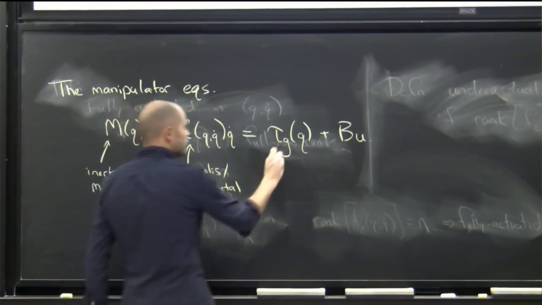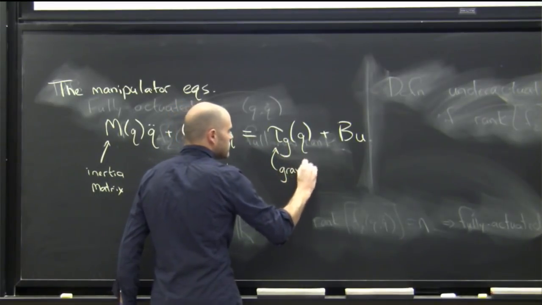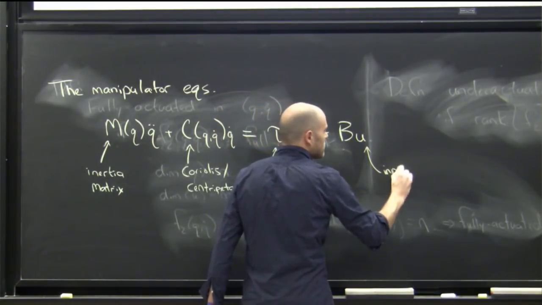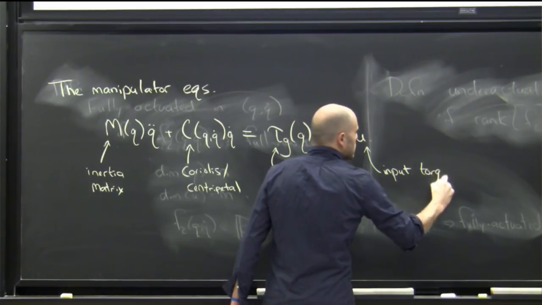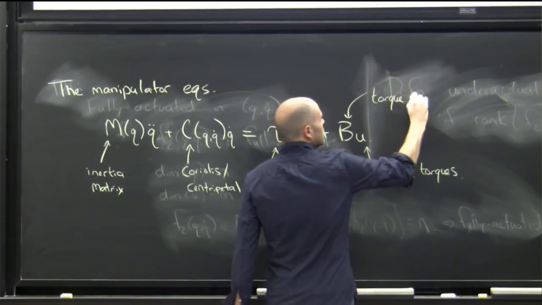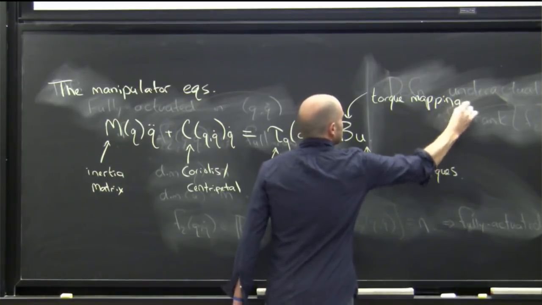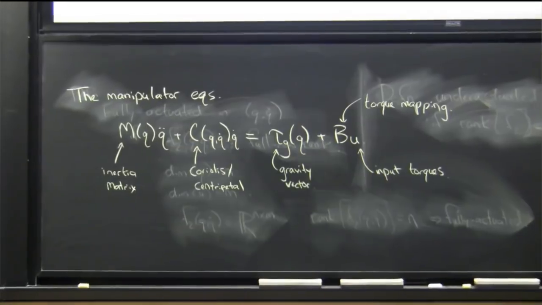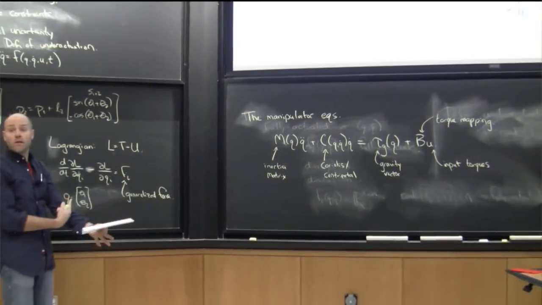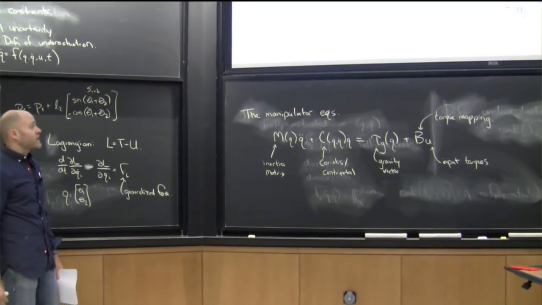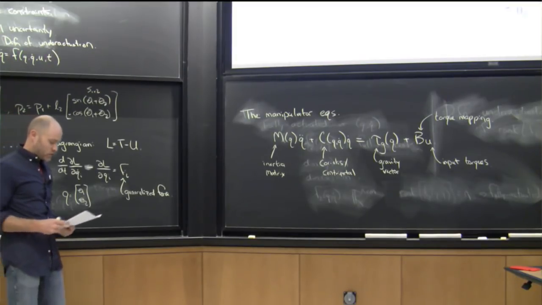Okay, so this is my gravity vector. This is my input torques. This is a torque to generalized coordinates mapping. This equation is the governing equation for almost all of our robots. Sometimes we have additional constraints on it. If you have a four-bar linkage, or if you have a floor that you're not allowed to penetrate, you can get additional terms that will enforce those constraints. But this is the basic structure.